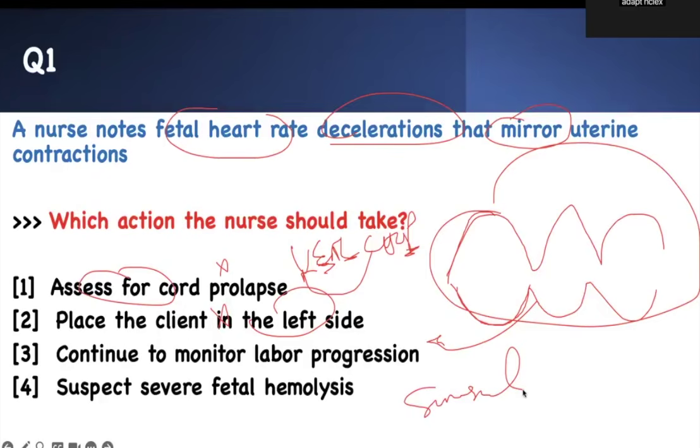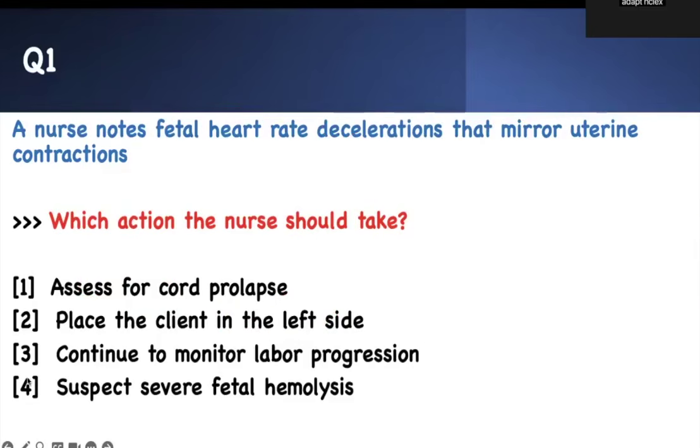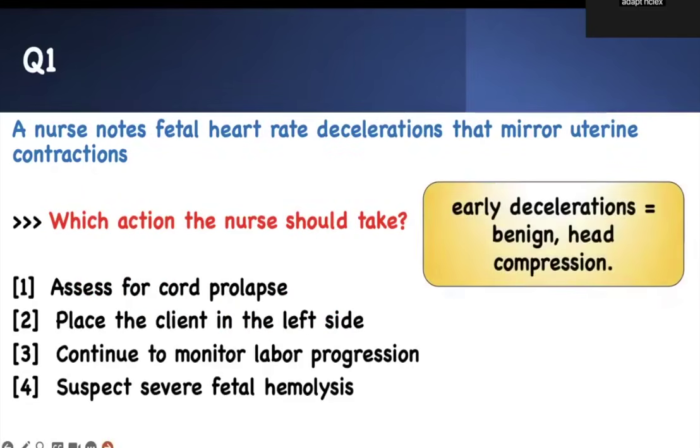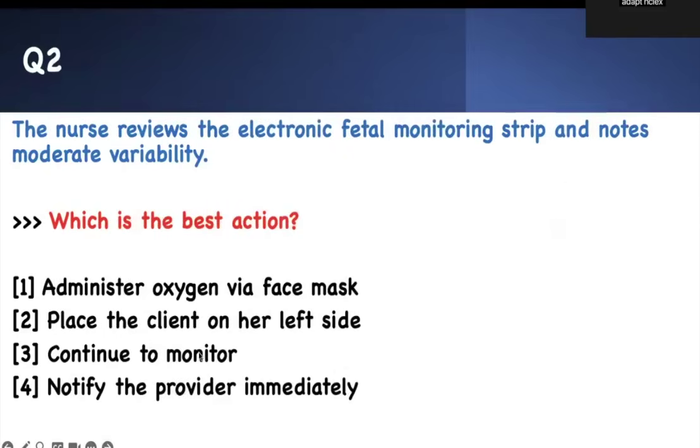These are all concepts. Every question, there's going to be a concept. I want you to take a pen and paper and write it down. The concept here is what? You have to understand that deceleration mirroring that of uterine contraction is an early deceleration. So the right answer is number 3. And that is the key here. Early deceleration is benign, it's due to head compression. And therefore, number 3 is our right answer.